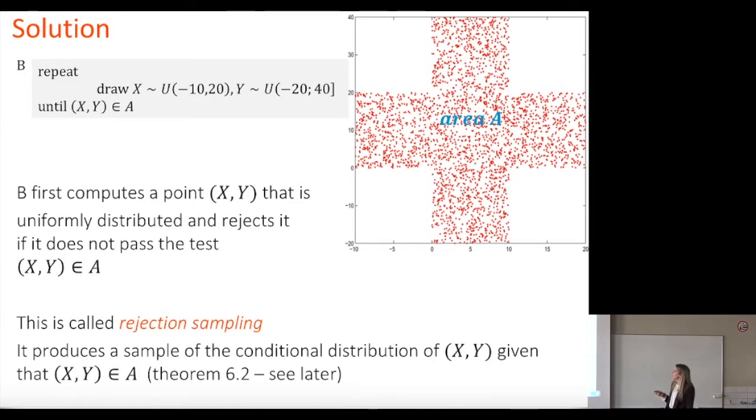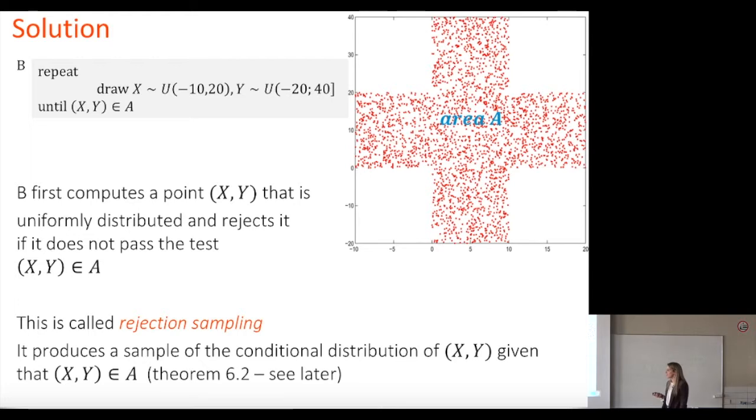Then B draws x from the uniform distribution between -10 and 20, and then y from the uniform distribution between -20 and 40, and then performs a test and checks if the point it has drawn belongs in the area A or not. So it draws uniformly a point in the rectangle here, and then it performs a test: if this point belongs in the area A, it keeps it, it returns it.